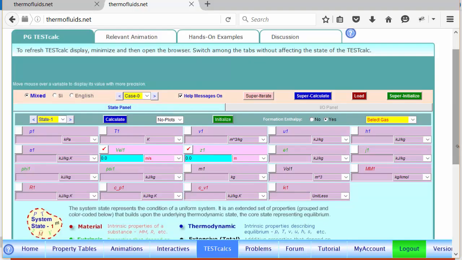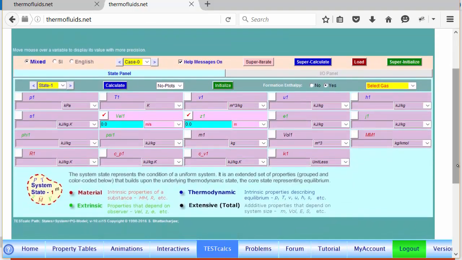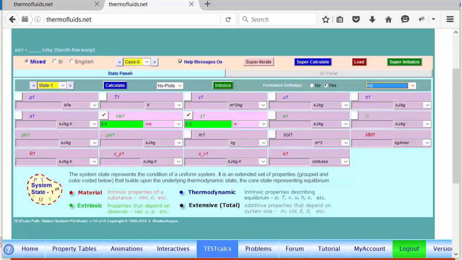Okay, so going back to the verification of the problem, this is the TESTcalc. So we'll simply select the gas, which is hydrogen in this case. And state 1, this is the state panel. And in this state panel, which is basically a collection of properties, you notice that the properties are color-coded.